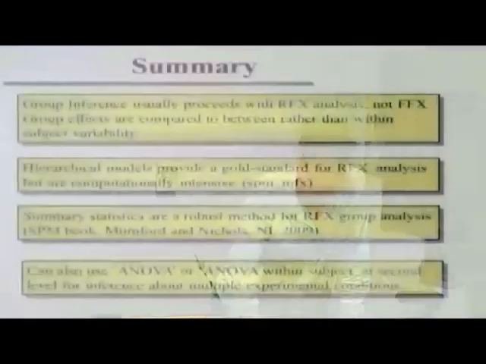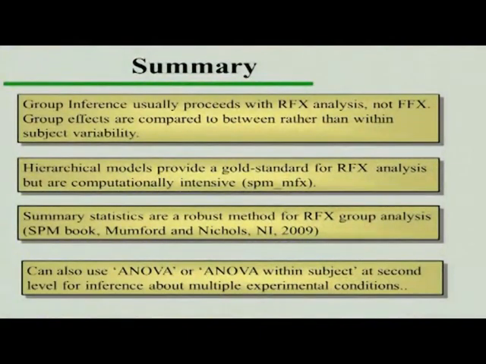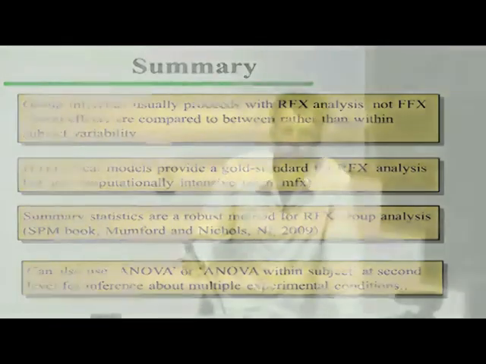Okay, so just to summarise, group inference usually proceeds with random effects analysis rather than fixed effects. And that's because we're comparing the effect size to the between subject variability. And the best way to implement a random effects analysis is to use a hierarchical model, but it's pretty computationally intensive, and for most applications in neuroimaging we get the same results with the fixed effects approach.